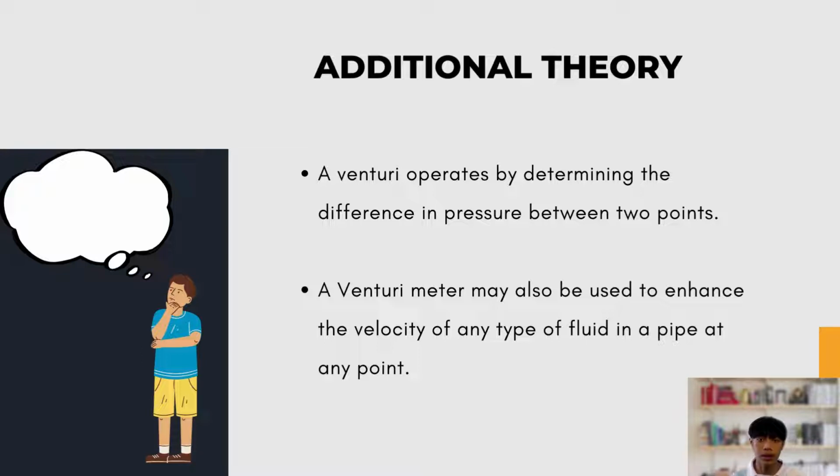Next, a Venturi meter may also be used to enhance the velocity of any type of fluid in a pipe at any point. So it basically works on the principle of Bernoulli's theorem.